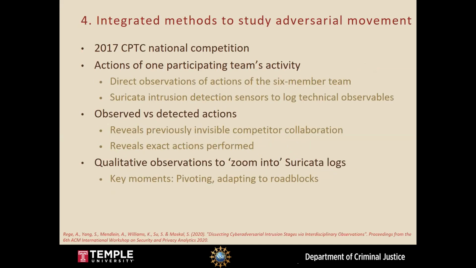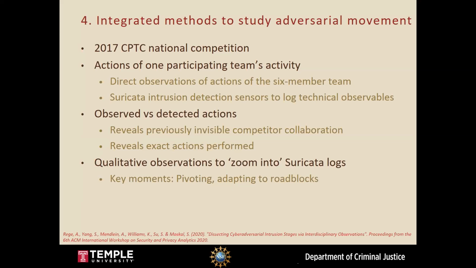And then more recently, we looked at integrated methods to study adversarial movement. So as I had mentioned, we worked with Rochester Institute of Technology on one of our NSF grants, and they host the annual CPTC competition. This particular collaboration was interested in looking at intersecting human behavioral data with technical logs from the competition. And this was an interesting effort. The benefit that came out of this, right, is that neither one of the data points, be it the observations or the technical logs, is going to completely capture what's going on. But when you overlay them, it can help reveal invisible collaboration.